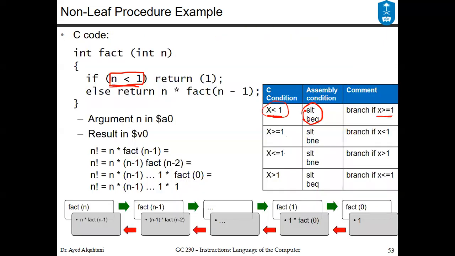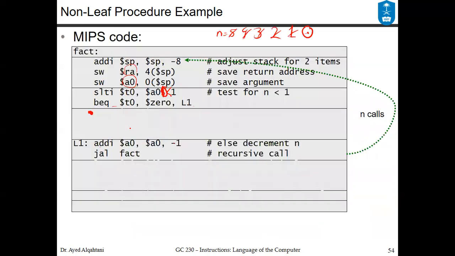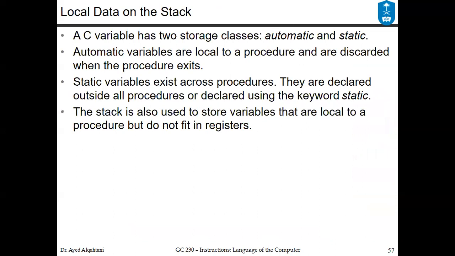Just so you remember what we said, notice that you jump and link, jump and link, jump and link, jump and link until you reach 0. And at that point, you return with popping values, and so on. And every time you return, you multiply. That's the way you do the non-leaf procedures.